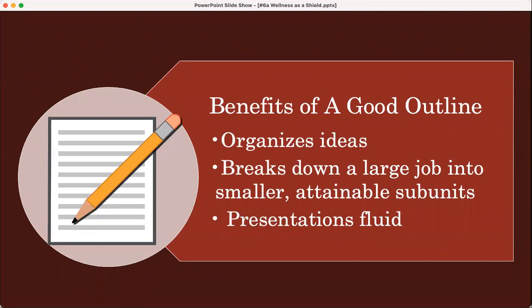The benefits of a great outline are to organize your ideas and get them down on paper. When you first have this big project, it looks like a massive task, and you go into analysis paralysis. But creating a great outline breaks it down into smaller attainable subunits, and then in effect, it creates a nice fluid presentation.